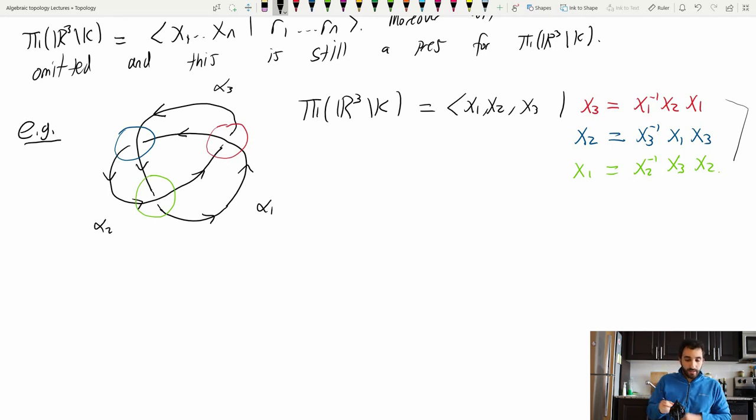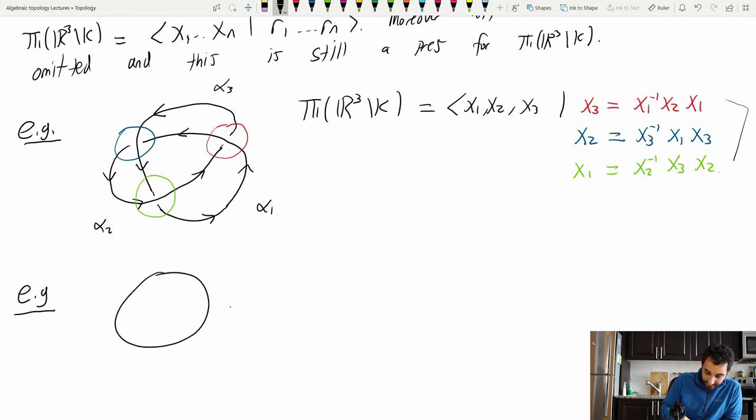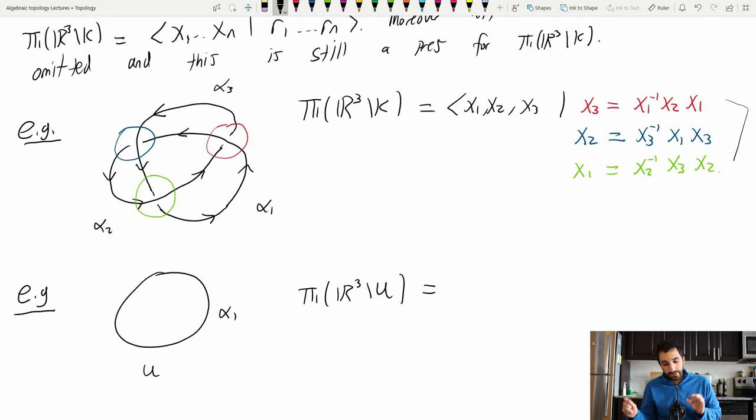And here is maybe another trivial example. Here's the unknot, U, and pi 1 of R3 minus U is, well, I'm going to get a single generator, and there's no crossings, so there's no relations. And we know this group well. It's the integers.